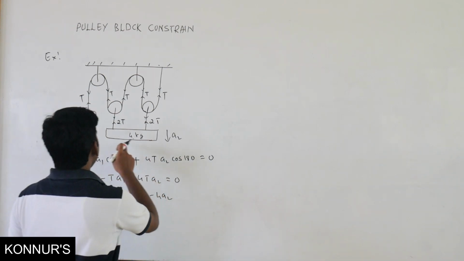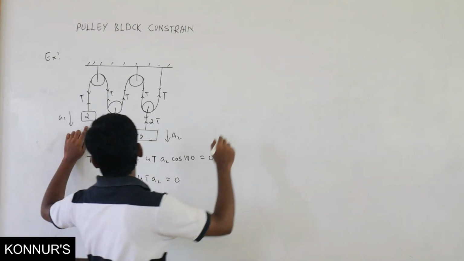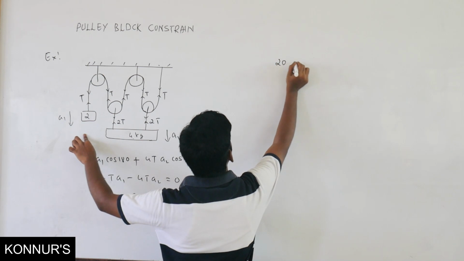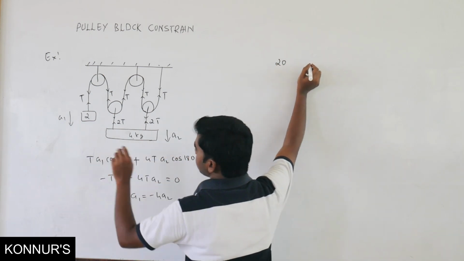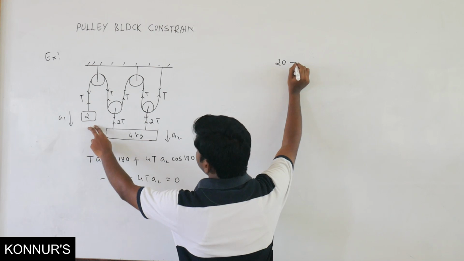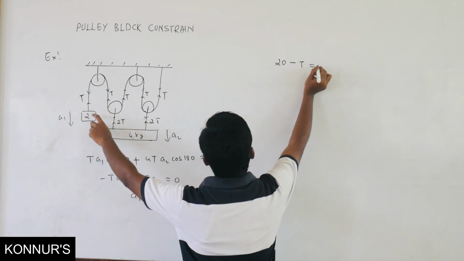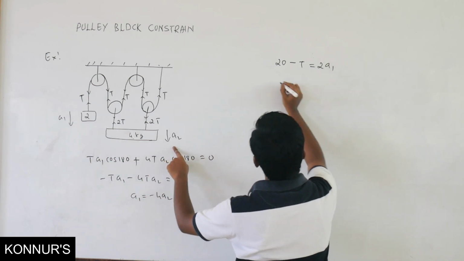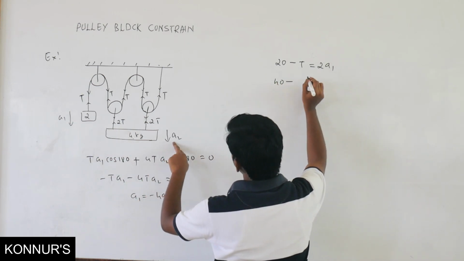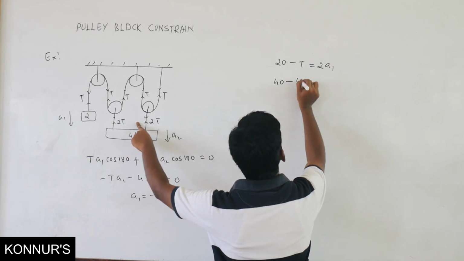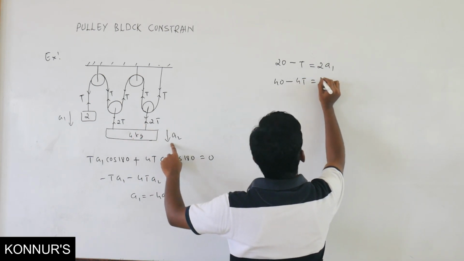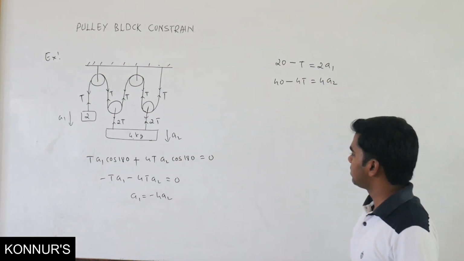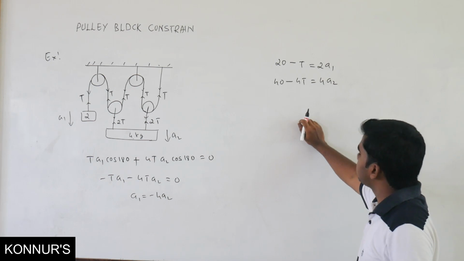Now apply the net force here. What is the net force here? It is moving downward, so 20, I am taking acceleration due to gravity as 10. So 20 minus T equals 2a1. Similarly here, 40 minus 4T equals 4 kg into acceleration. So you got a total of 3 equations and 3 unknowns.